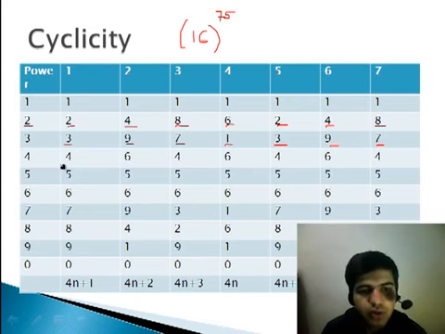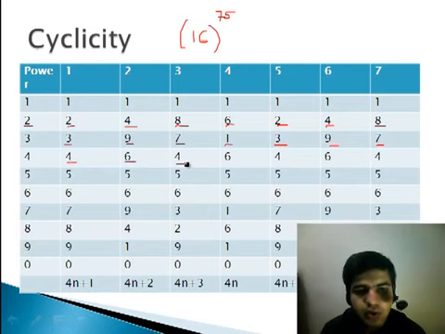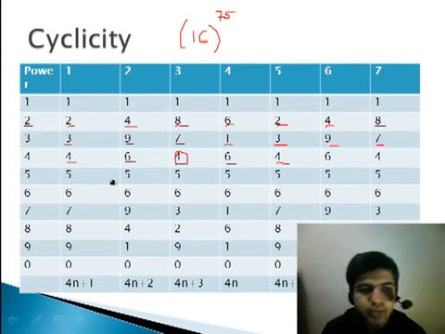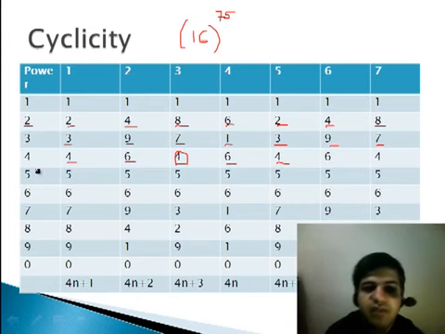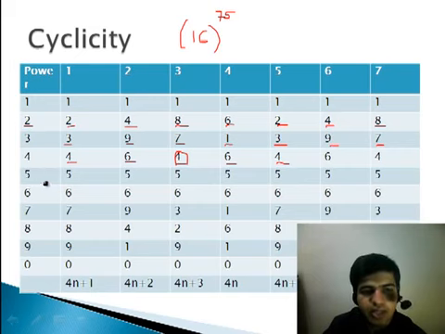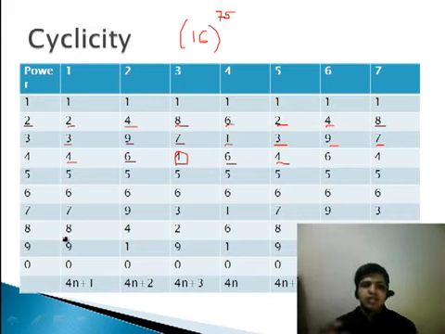Similarly, take the case of 4. 4 raised to 1 is 4, 4 into 4 would be 16, 6 into 4 would be 24, then we'll again multiply by 4, giving 6. So you'll see that the 4, 6, 4, 6 pattern goes on repeating. And the next number that comes is 5. All the powers of 5 will have the last digit as 5, because 5 into 5 is 25, and if we again multiply it by 5 we'll get 25. So in the cases of 1, 5, 6 and 0, all the digits remain 1, 5, 6 and 0 respectively.